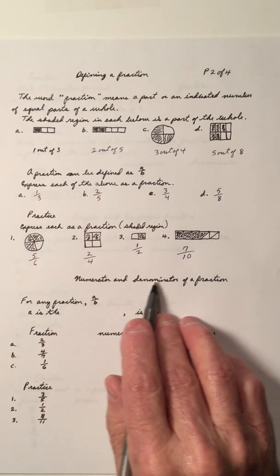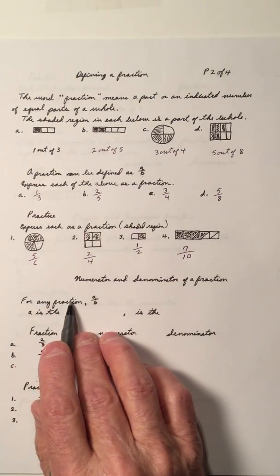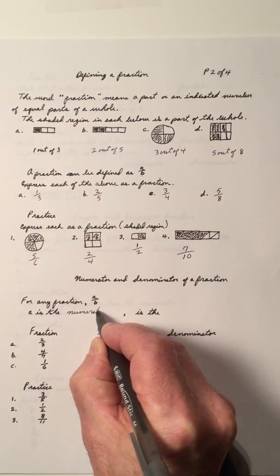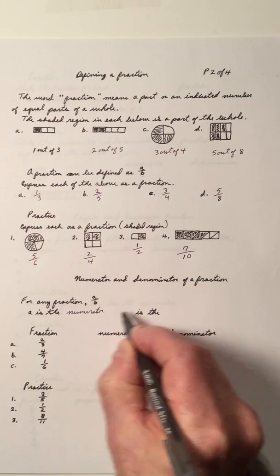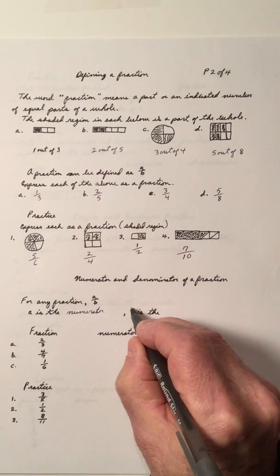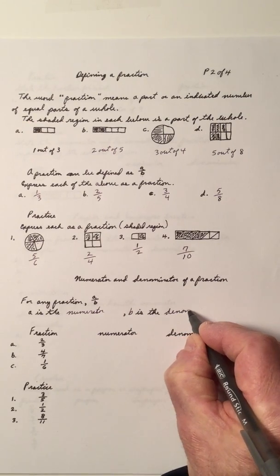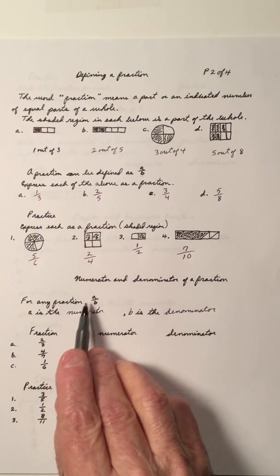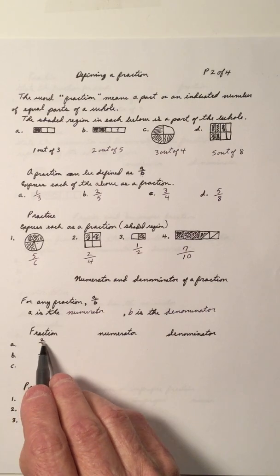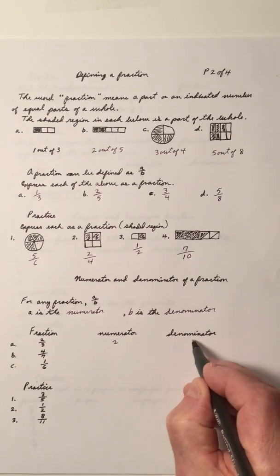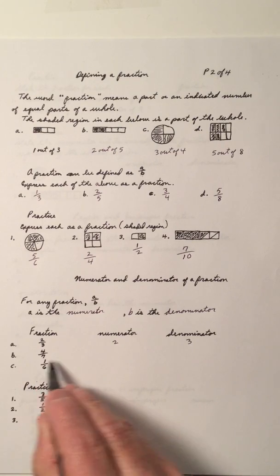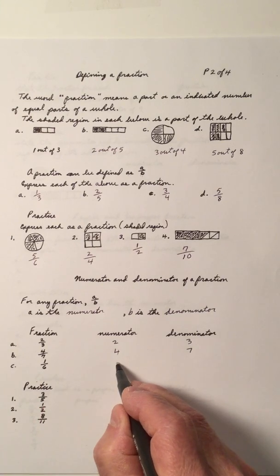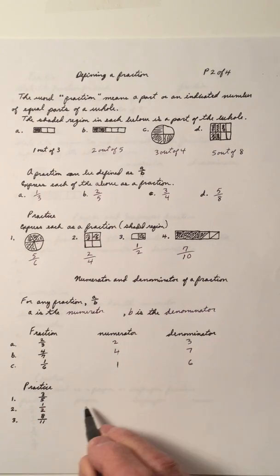Let's look at the numerator and denominator of a fraction. In any fraction, A over B, A is the numerator and B is the denominator. Notice the numerator is on top, the denominator is on the bottom. In this fraction, 2 over 3, numerator 2, denominator 3. 4 out of 7, numerator 4, denominator 7. 1 over 6, 1 is the numerator, 6 is the denominator.